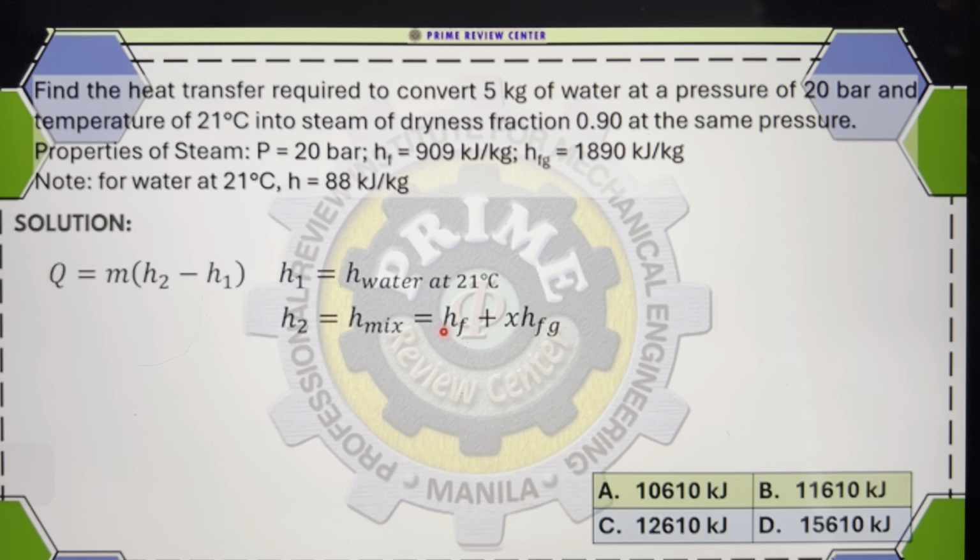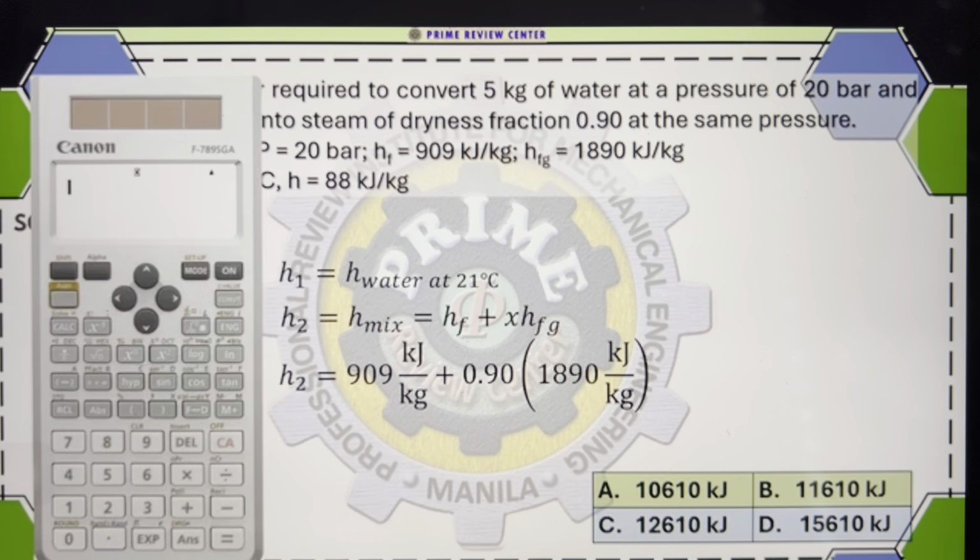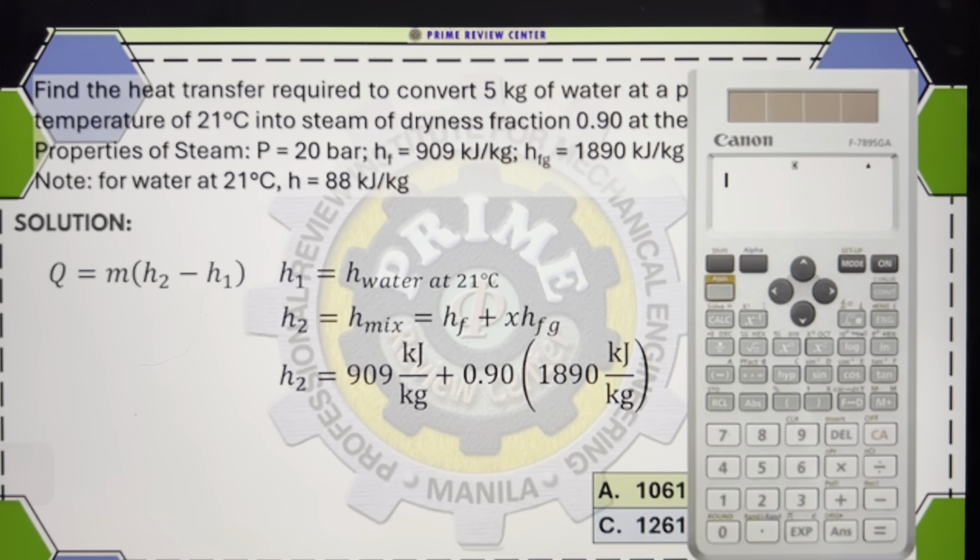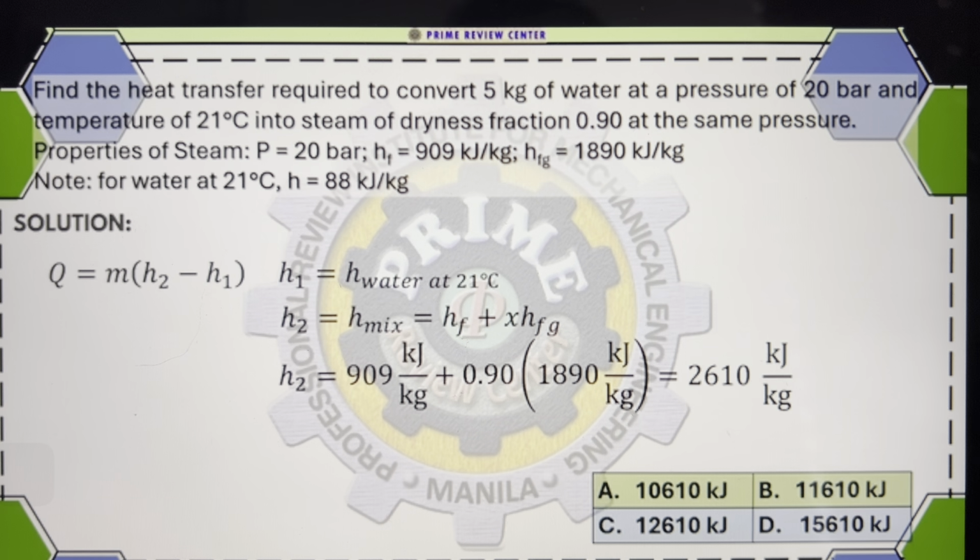Yung HF natin is 909. HFG is 1890. Yung dryness fraction yung X, that's 0.9. And given, so direct sub yan. Gagawin lang natin dyan, kunin yung H2. Since yung H1 naman natin, given na yun sa problem, yun yung 88 kilojoule per kilogram. So H2 lang yung kunin. So 909 plus 0.9 times 1890. So simple press equals, makuha natin yung H2, equivalent yan sa 2610 kilojoule per kilogram. So meron tayong H2, meron tayong H1.